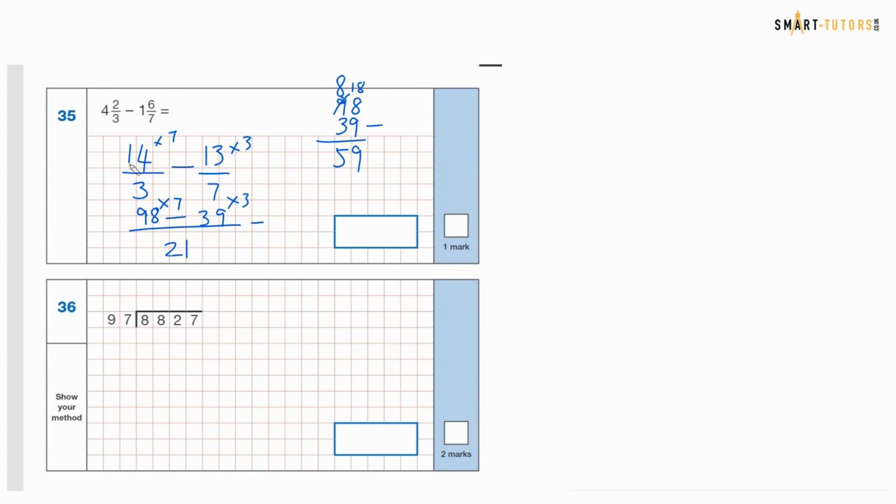9. 8 minus 3 is 5. So 59 over 21. You need to change this into a mixed fraction in order to successfully complete the question. So 21 goes twice into 59 with a remainder of 17. Well done. So 2 and 17 over 21. The answer is 2 17 over 21. So make sure you can change the improper fraction to a mixed fraction while you're answering the final answer.